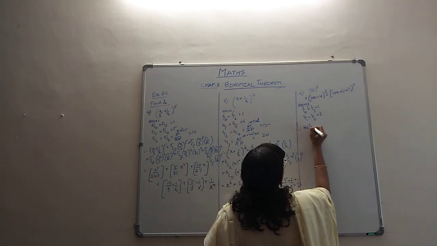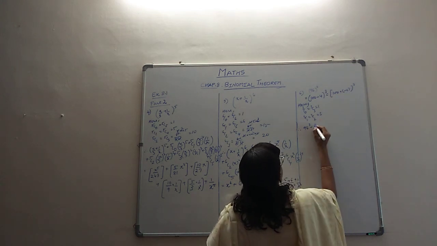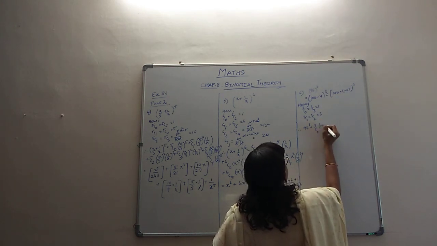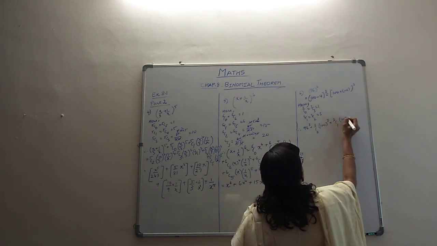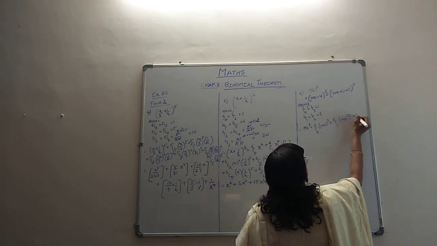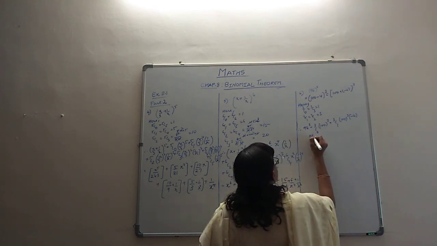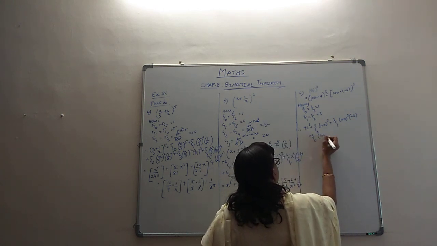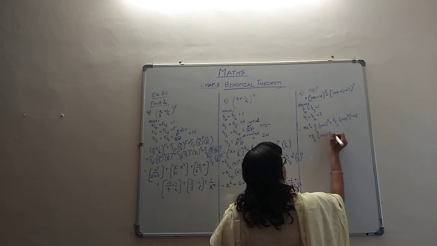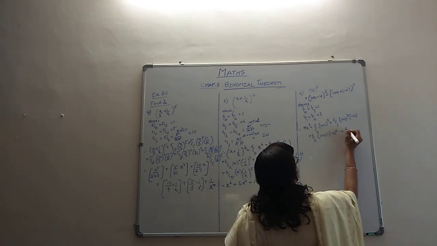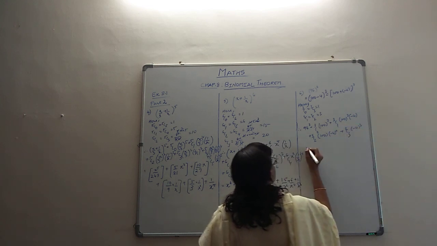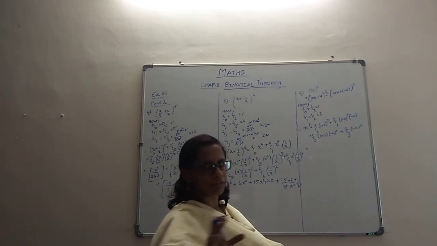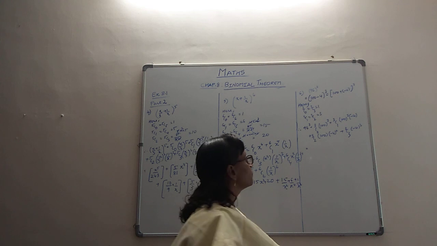Now 96 raised to 3 therefore becomes, we are looking at this, 3c0 times 100 raised to 3, plus 3c1 times 100 raised to 2 but minus 4 raised to 1, plus 3c2 into 100 raised to 1 but minus 4 raised to 2, and 3c3 means minus 4 cube. Okay, this one only you have to be very careful, you can't do it as we had done there.